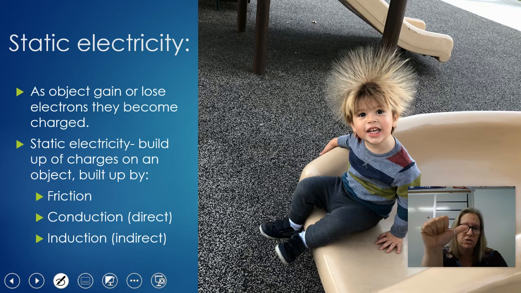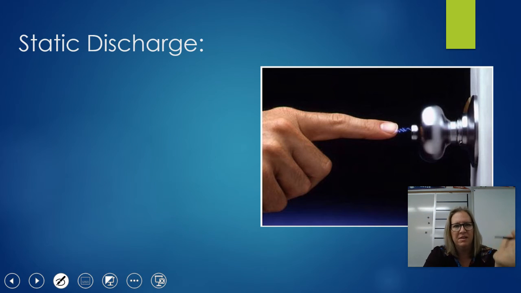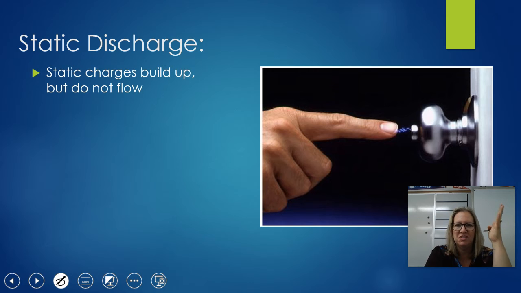Okay, so friction is the most common, but then there's also conduction, which is from objects touching, and so the transfer of electrons is directly transferred through that direct contact, or induction, which is without contact. Static discharge, this is the fun stuff. This is the lightning that I just talked about. So static charges build up, but they don't flow. The next section we're going to talk about how electricity does flow. With static, it doesn't flow. It just makes this mismatch.